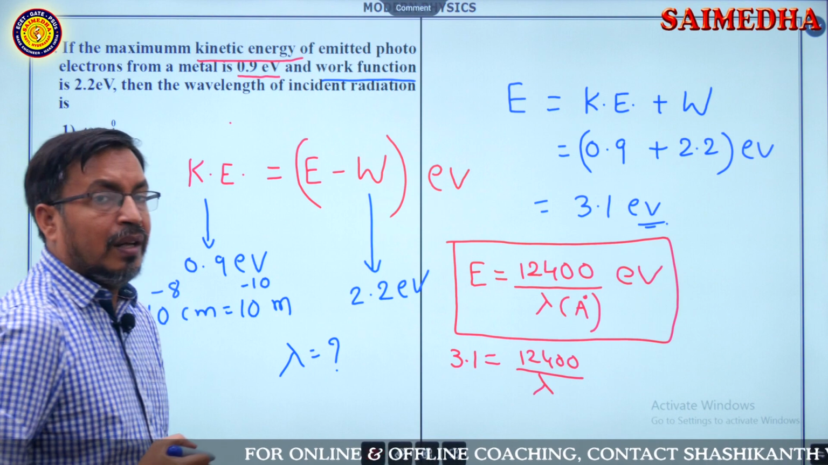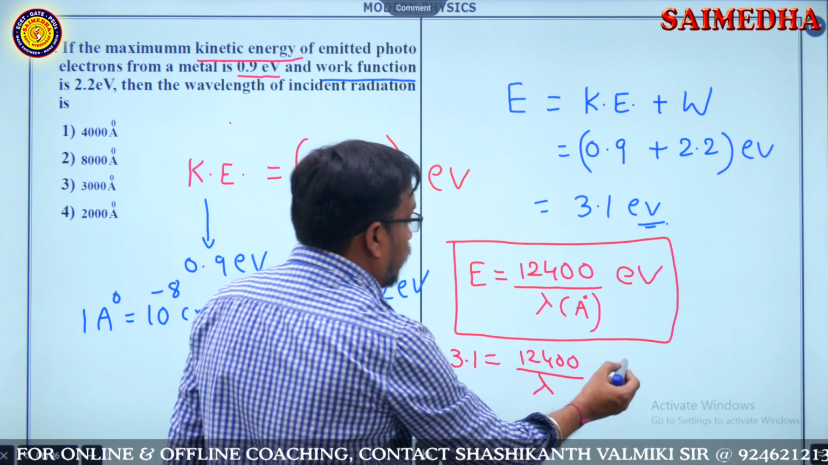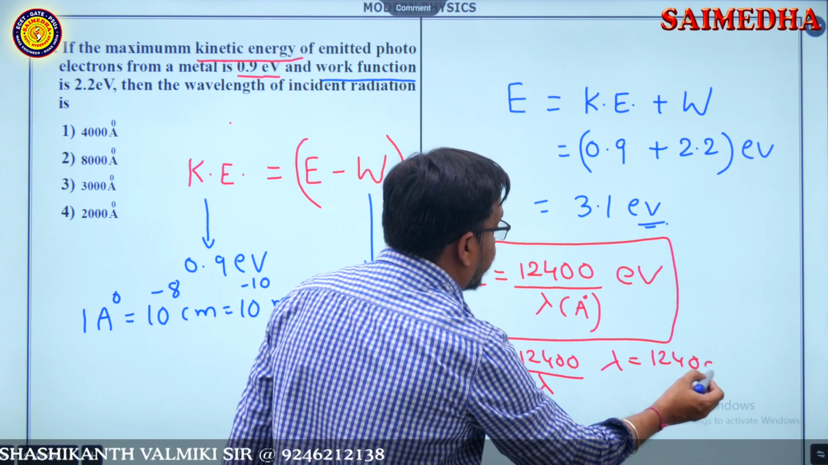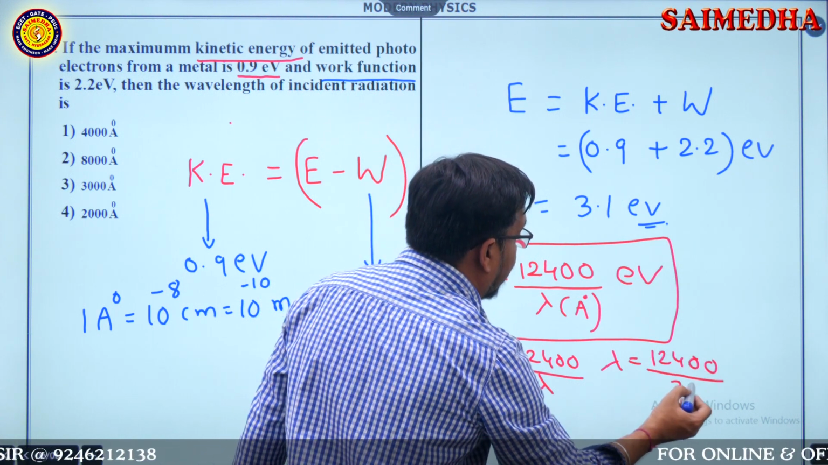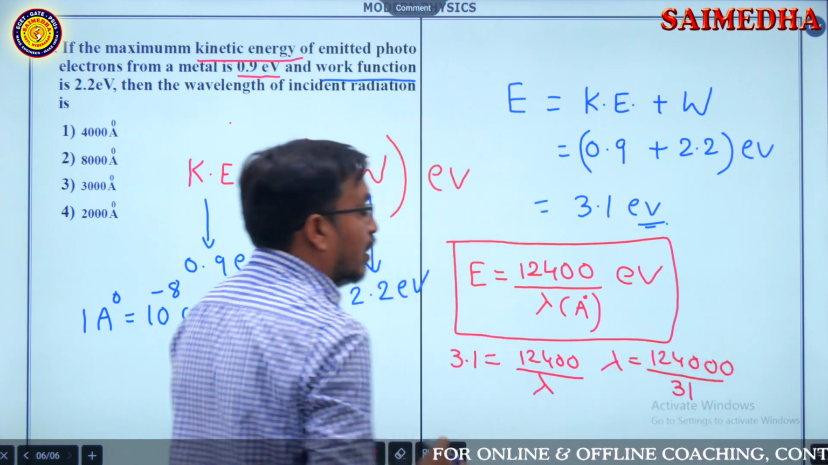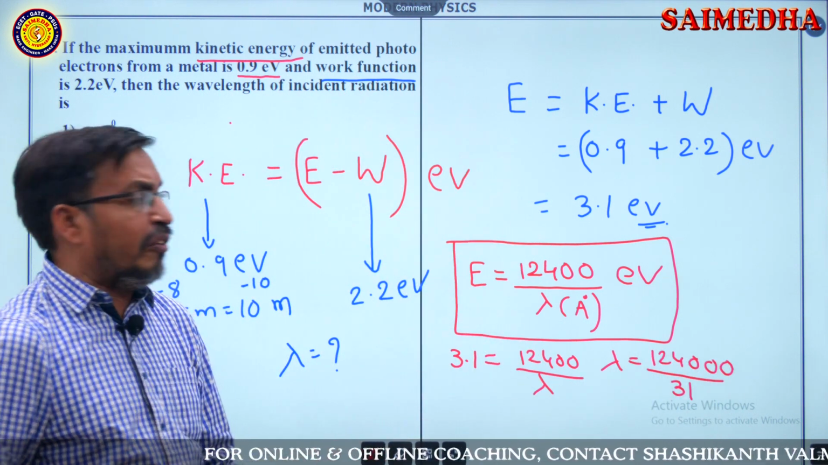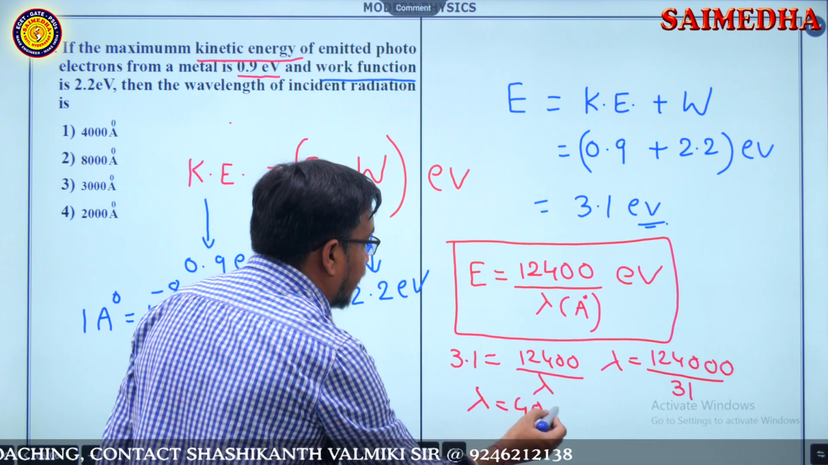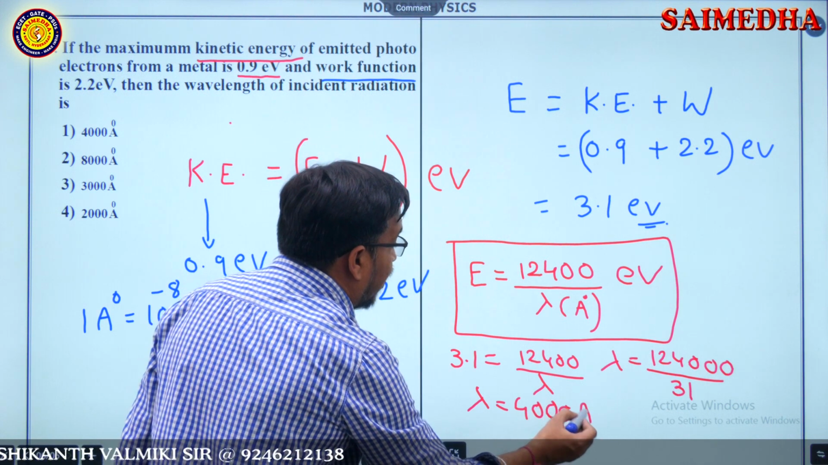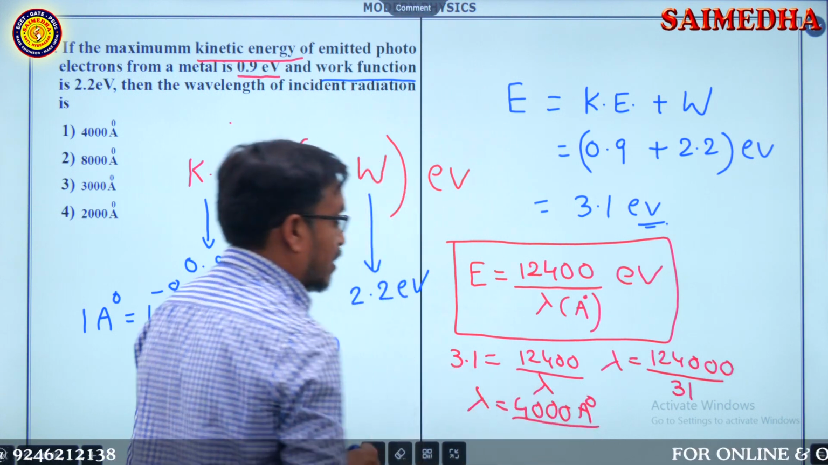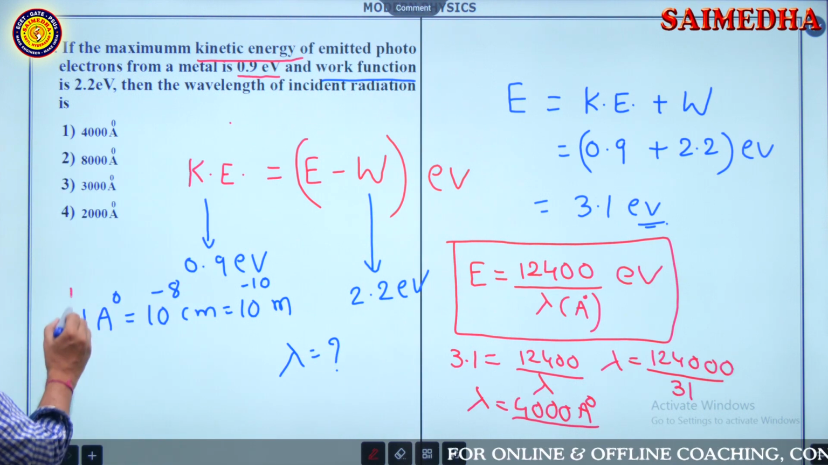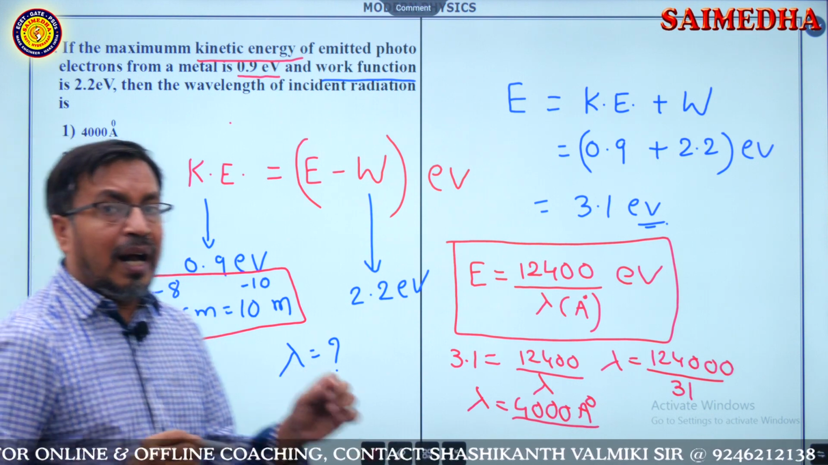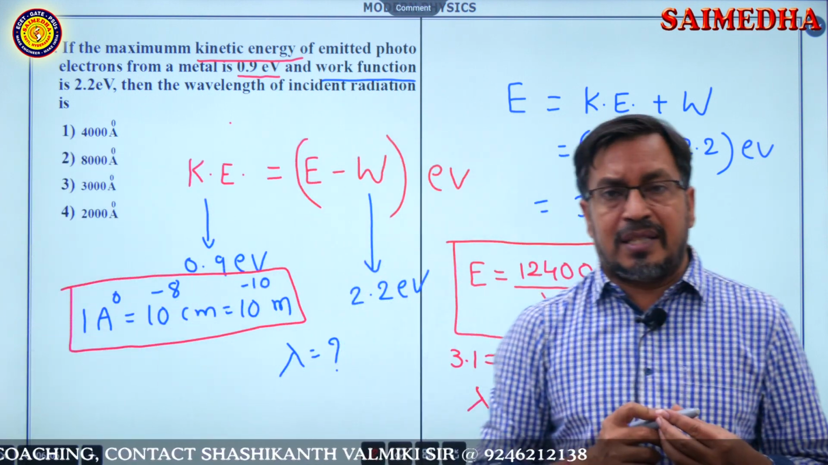Now lambda equals 12,400 by 3.1. I am writing 31, with one more 0. So 31 4 ja 124, that equals what? Lambda equals 4,000 angstroms. What is the lambda value here? 4,000 angstroms. And remember the relation also: 1 angstrom equals how much? 10⁻⁸ centimeter or 10⁻¹⁰ meters.